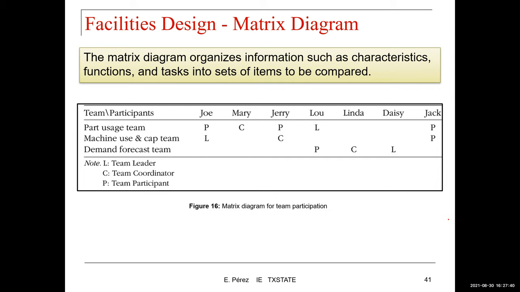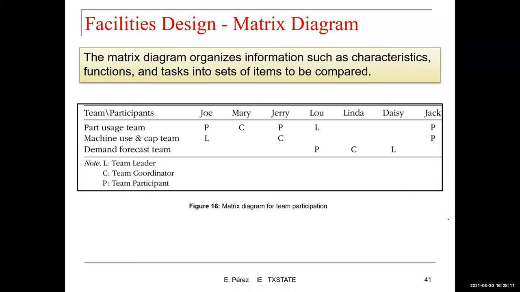And then you have the different teams in the production floor. You have a part usage team, a machine use and cap team, and a demand forecast team. And then you have this legend right here that is showing you the responsibilities for each one of the members of each group: L for team leader, C for coordinator, and P for participant.